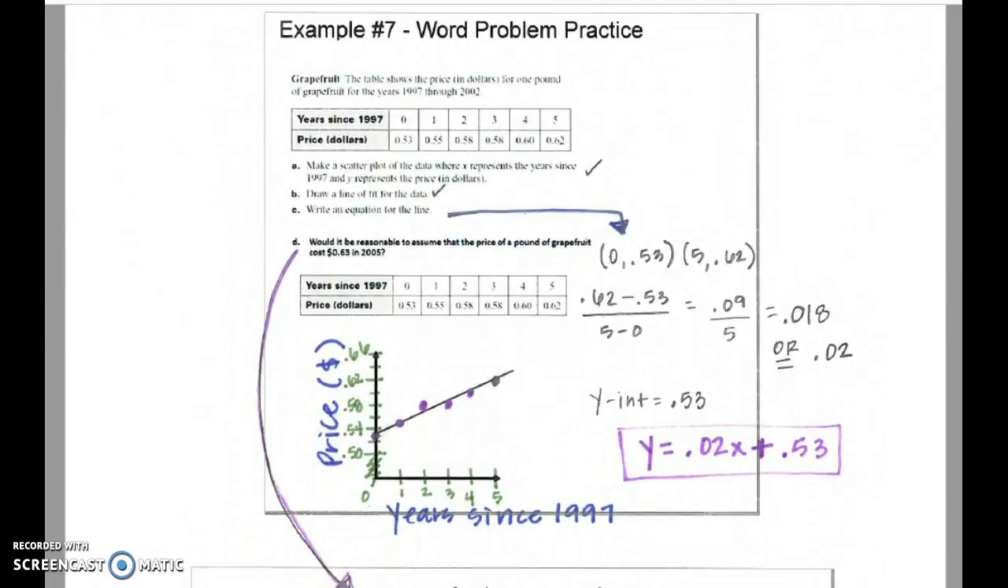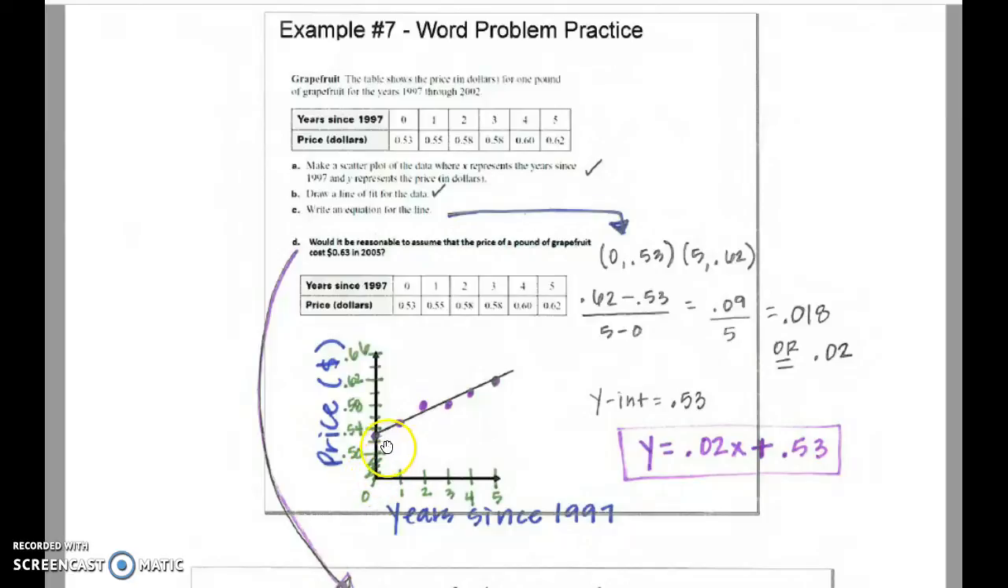And the last example, grapefruits. On the grapefruit question, they gave us the data. We made a scatter plot. Here it is. I put years since 1997 across the bottom. I put price up the y-axis. And I spaced it out pretty far. I did 0 and then 1, 2, 3, 4, 5, etc.